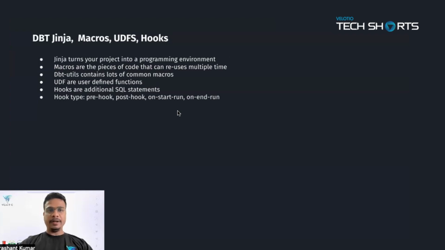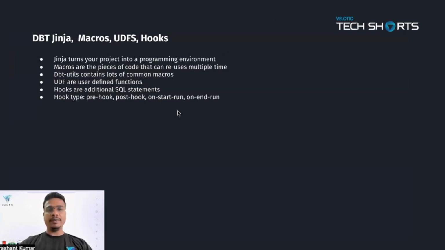In this slide, I will discuss Jinja, macros, UDFs, and hooks. Jinja turns the project into a programming environment. You can recognize Jinja based on the delimiters for expressions, statements, and comments. Macros are pieces of code that can be reused multiple times. dbt-utils is a powerful package that contains a lot of common macros.